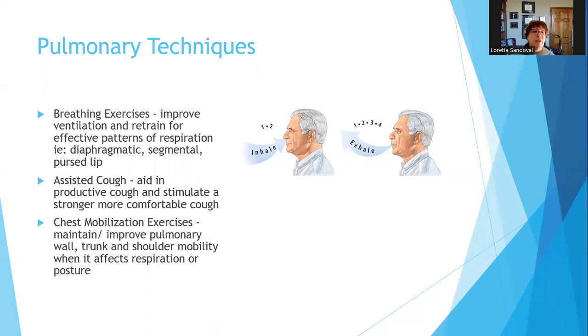Assisted cough is to aid in a productive cough and stimulate a stronger, more comfortable cough. So people who have weakened muscles for whatever reason might need an assisted cough. Spinal cord injured patients often need an assisted cough because your accessory breathing muscles, especially your accessory muscles of expiration, work a lot when you're coughing or sneezing. And if those muscles are not innervated because of a spinal cord injury, you might need help with an assisted cough. And chest mobilization exercises help maintain or improve pulmonary wall, trunk, or shoulder mobility when it affects respiration or posture.